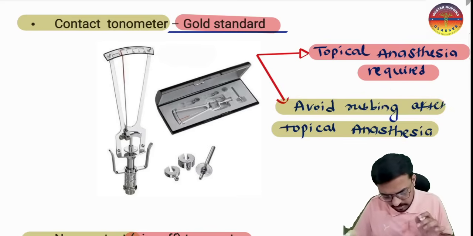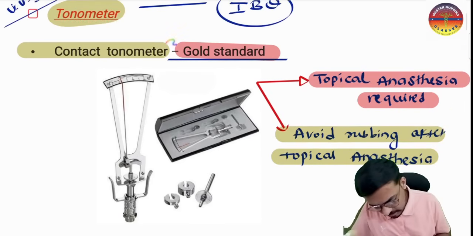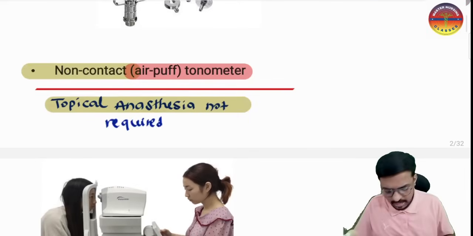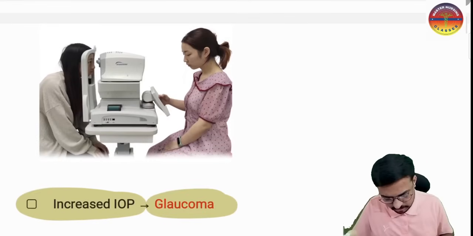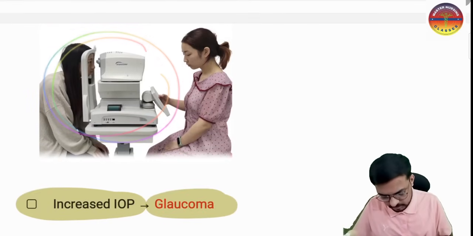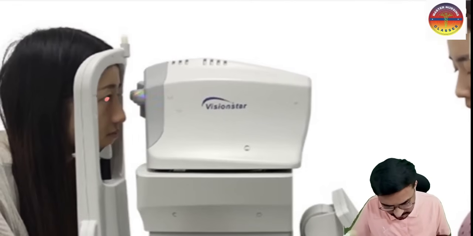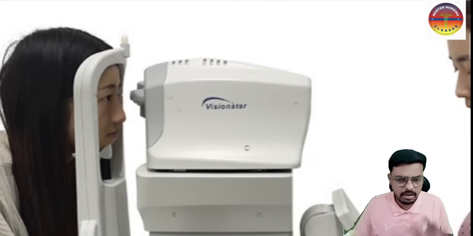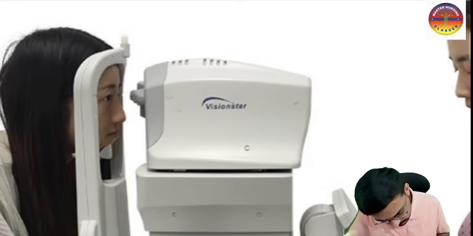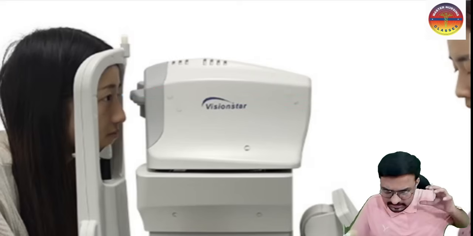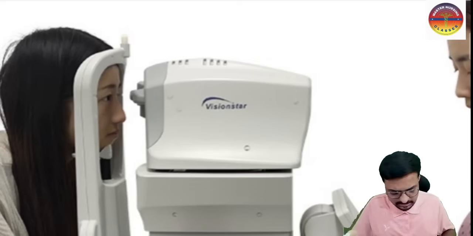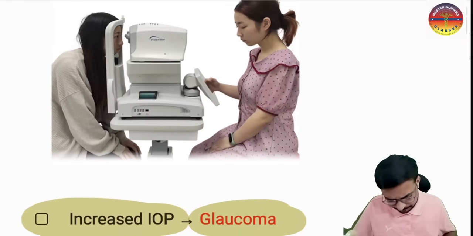So we have two types of tonometer, as I told. One is the contact tonometer. This is the gold standard, and it gives the accurate result. Another one is the non-contact tonometer, which we also call the air puff tonometer. This is the non-contact tonometer image. Here there is no contact between the eye and the tip of the machine. We have a gap, so there is no need for topical anesthesia. This machine suddenly blows a puff of air into our eyes, and it measures the intraocular pressure. That we have done.